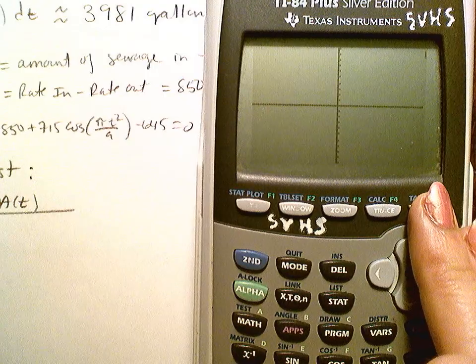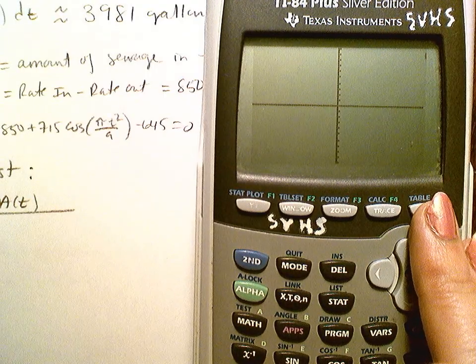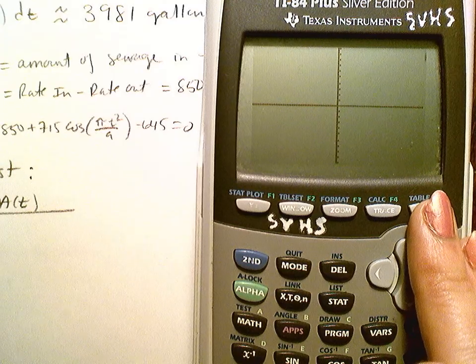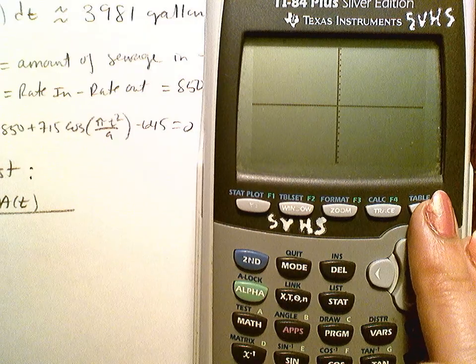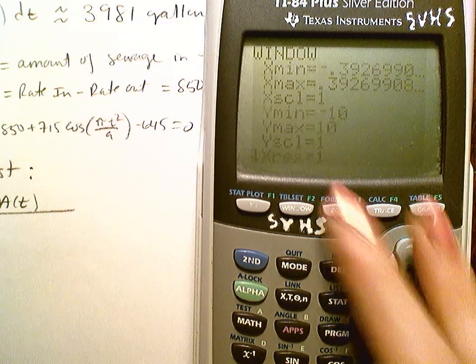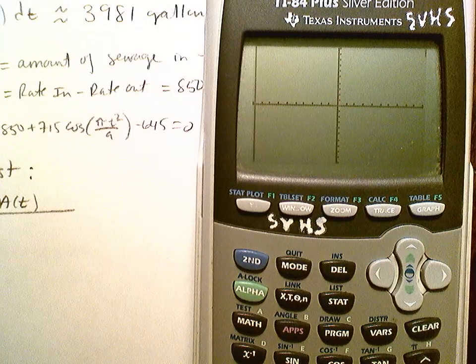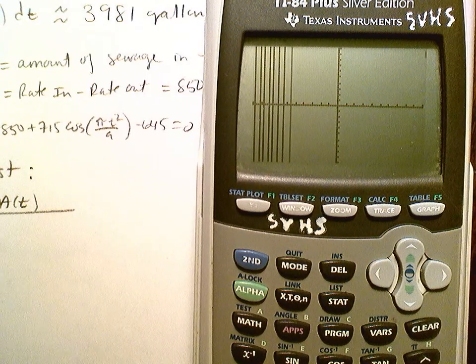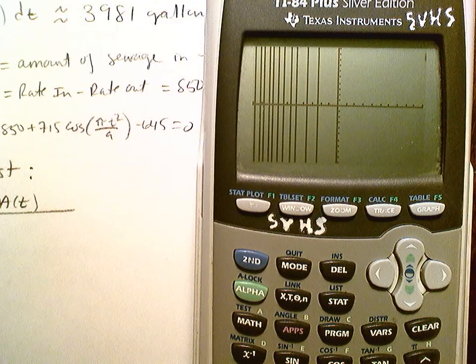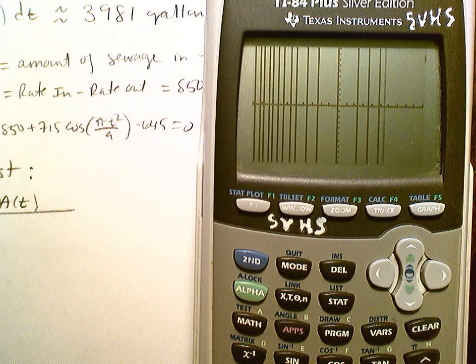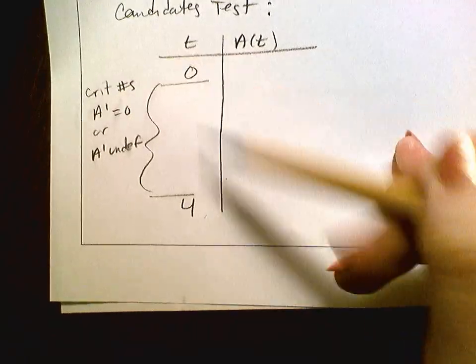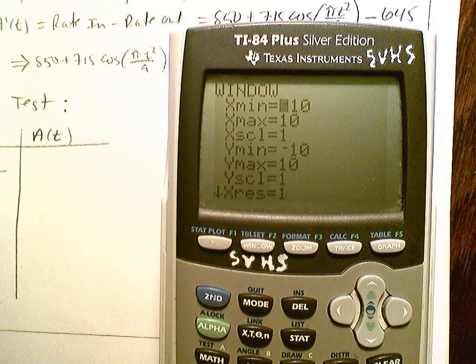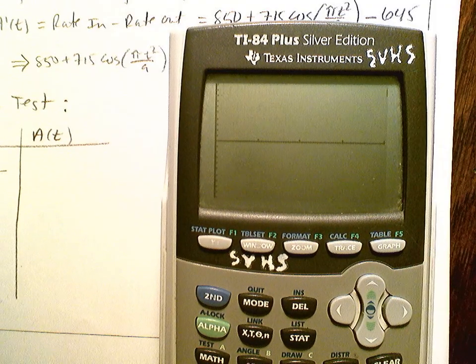Okay, so let me graph this. I don't think this is a good window. No, it's awful. Window. All right, let me go zoom. Zoom standard will be 10 by 10. Oh my gosh, that is ridiculous. Oh, okay, but it's only from 0 to 4. Aha, that's good news. All right, so I'm looking for 0 to 4. So window, x min 0, x max 4.